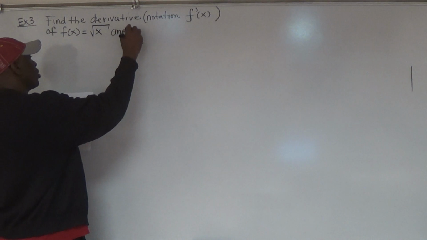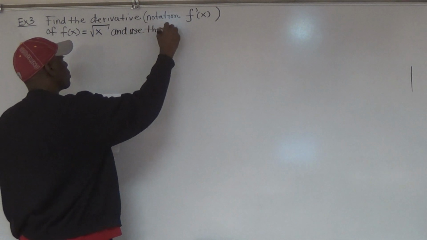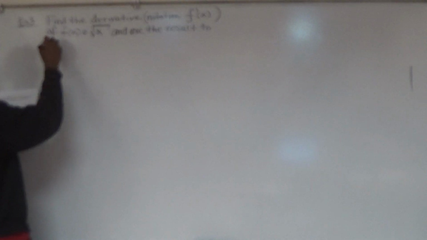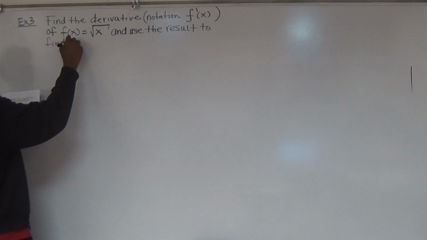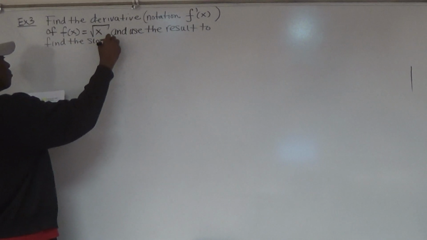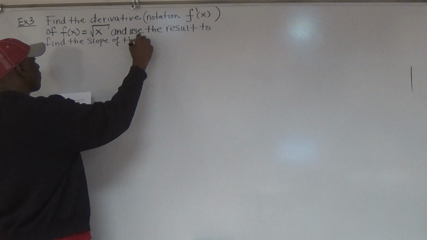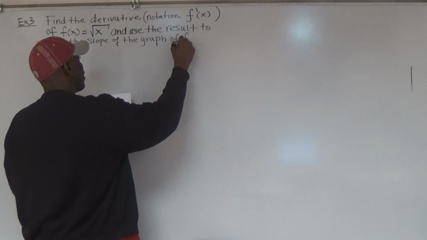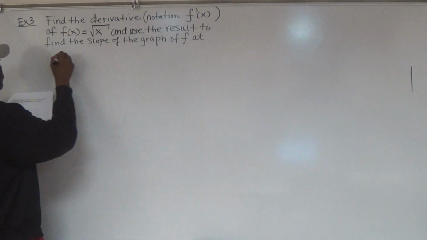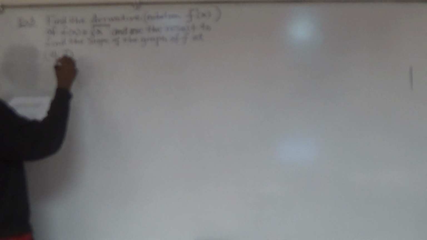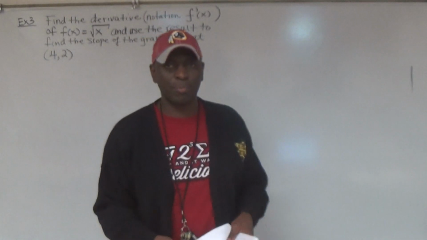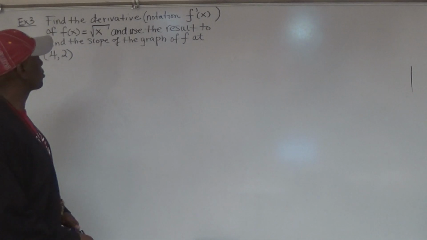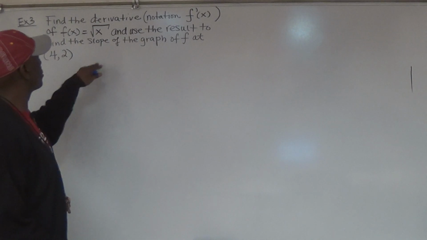and use the result to find the slope of the graph of f at (4, 2). So in general, it's just like the last problem you got to finish doing. All right? All right, so we have the function.